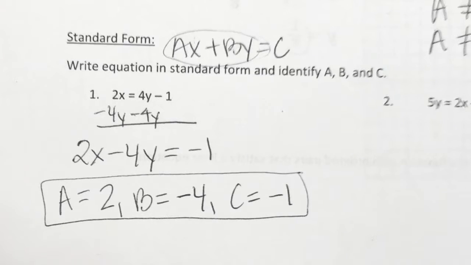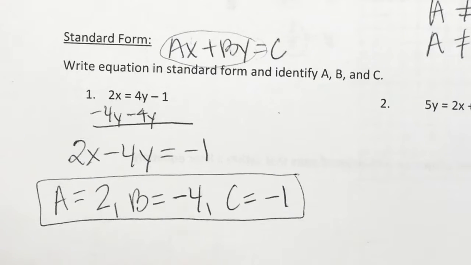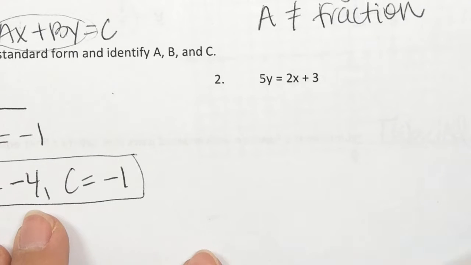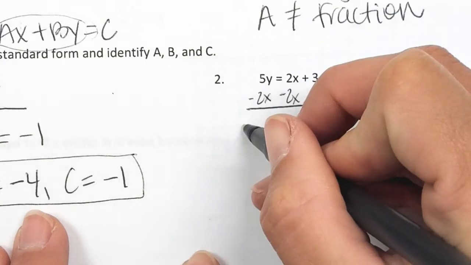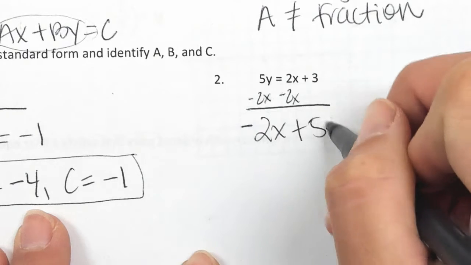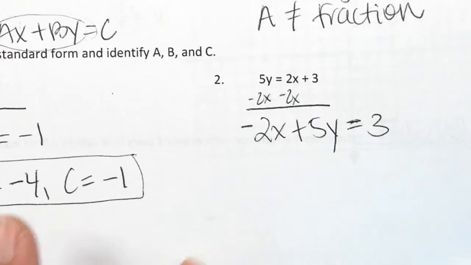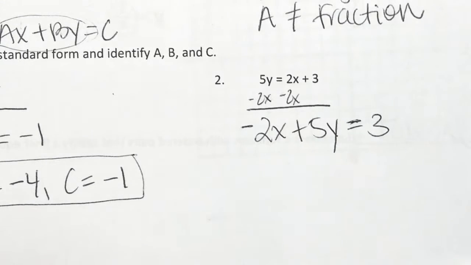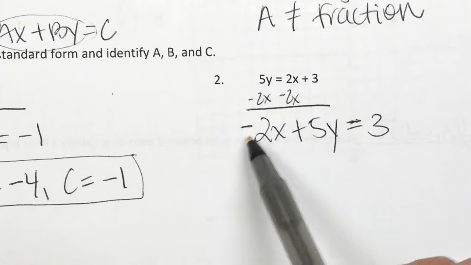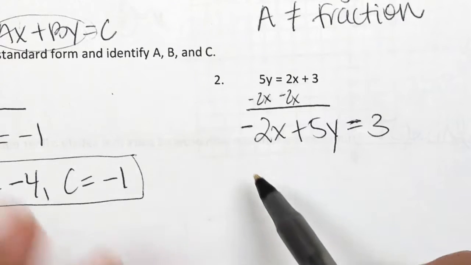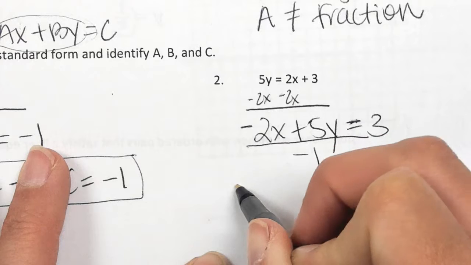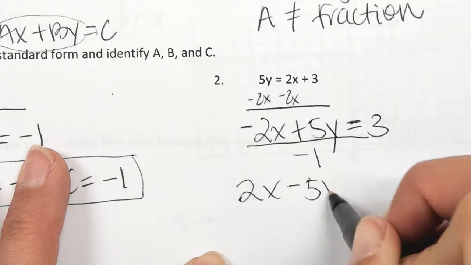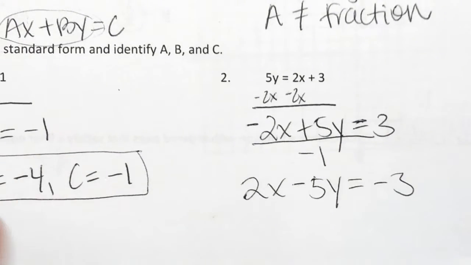Alright, the next one, what do we need to change? Subtract 2x. So tell me what we would get. Is this in standard form? Why? Good, because a is negative. Our first number is negative. So how do we make this positive? Very good. So tell me what we would get. Very good. Is it in standard form?